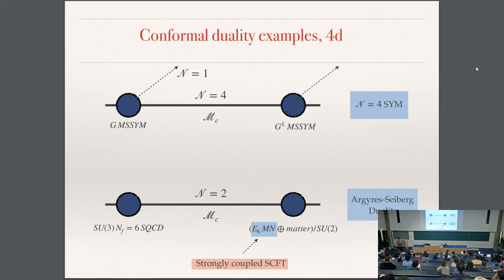For some groups, there are also additional exactly marginal deformations that you can turn on, which preserve only n=1 supersymmetry. Another important example of a duality that people have studied is what is called Argyres-Seiberg duality, where you start with n=2 gauge theory, say SU3 and F=6 SQCD. Again, you tune its exactly marginal gauge coupling, and at some point on the conformal manifold, in the space of exactly marginal couplings, another description emerges in terms of some funny, strongly coupled SCFT with additional free matter, and you gauge some global symmetry of this combination of theories.